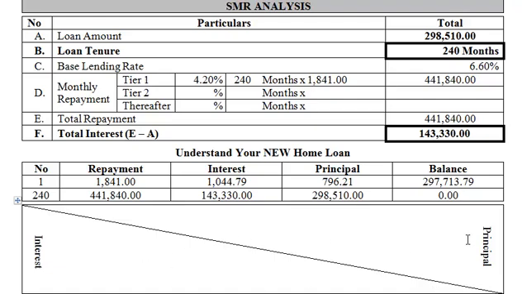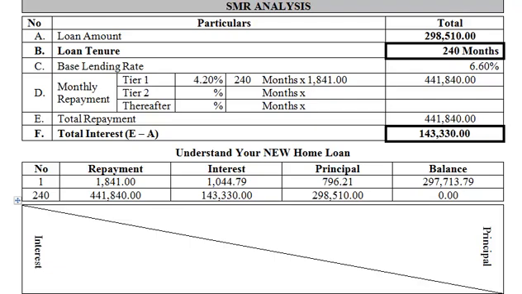which means that on this side here, the total interest the bank will earn is 143,330 ringgit, and you can repay your loan of 298,510. Ladies and gentlemen, how can you save this money?